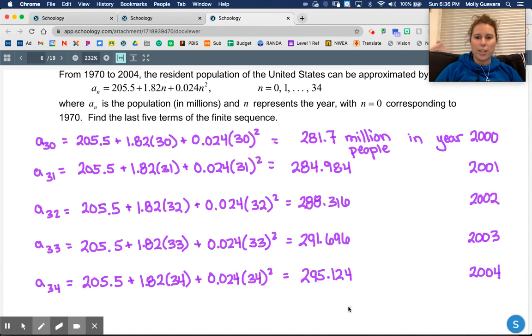Okay, so go ahead, check your work here. In 2002, there were 288.316 million people. 2003 was 291.696 million people. And then in 2004, 295.124 million people. So that's just practice entering it into your calculator. Hopefully that's nothing too crazy there.